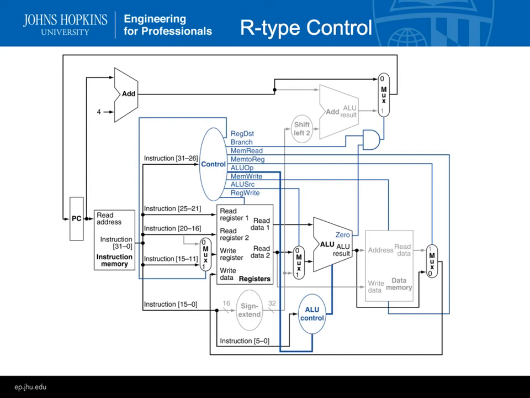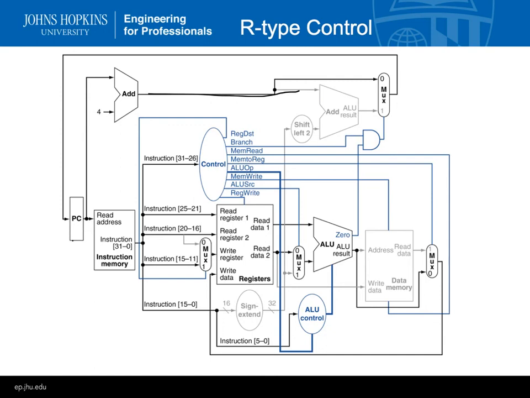So here's R type. This is what gets used. It brightens up the parts that get used and grays out all the parts that don't. On an R type, I'm going to get the program counter and add 4 to it. I don't care about this, so I'm going to send a 0. Up here I'm just adding 4, so I know I'm going to just get the next instruction.